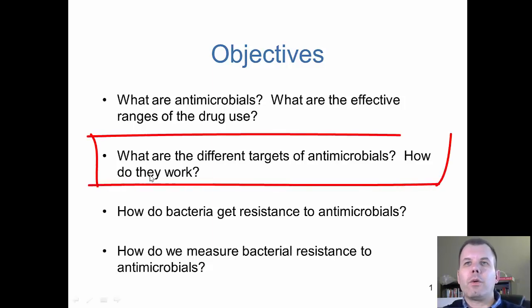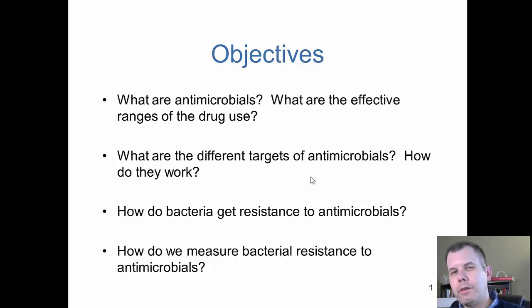Another thing we're going to look at is what the different targets are. And again, we've talked about this already in chapter 11. In chapter 11, we had a couple of different things: cell walls, cell membranes, proteins, DNA, and RNA. And there's going to be one other thing we add in this, and this is going to be binding to cells. And so that's really with a viral type of situation. And again, we'll talk about how they work.